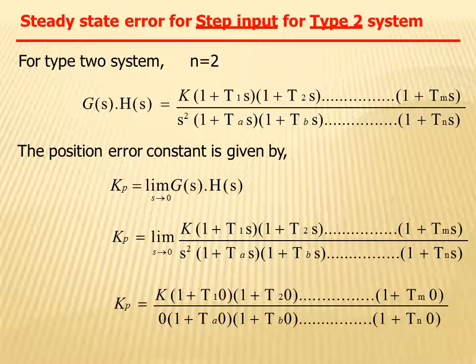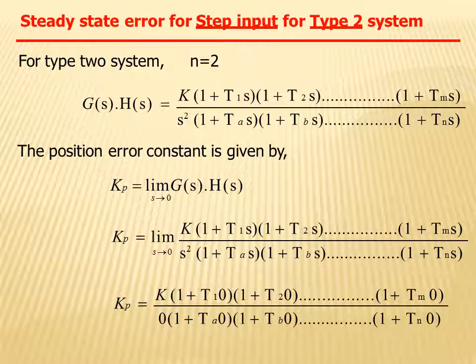Next is steady state error for step input for type 2 system. For type 2 system n is equal to 2. So in the denominator there will be s to the power 2. G of s into H of s is equal to K into (1 plus T1 s)(1 plus T2 s) up to (1 plus Tm s) divided by s to the power 2 into (1 plus Ta s)(1 plus Tb s) up to (1 plus Tn s). The position error constant is given by Kp is equal to limit as s tends to 0 of G of s into H of s.